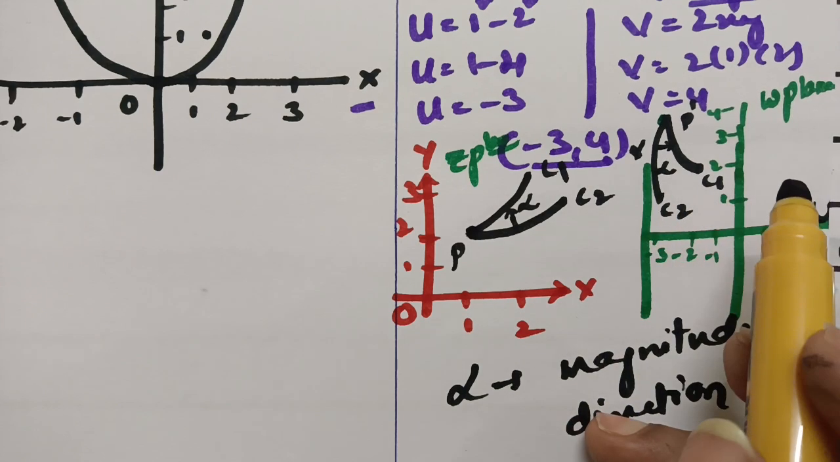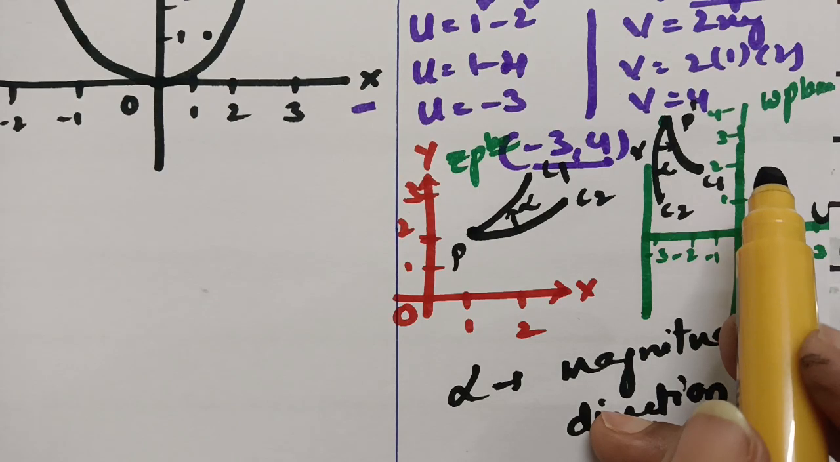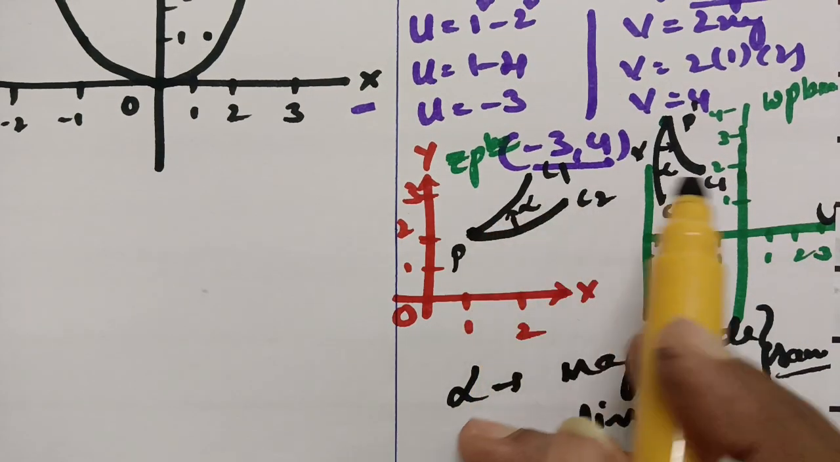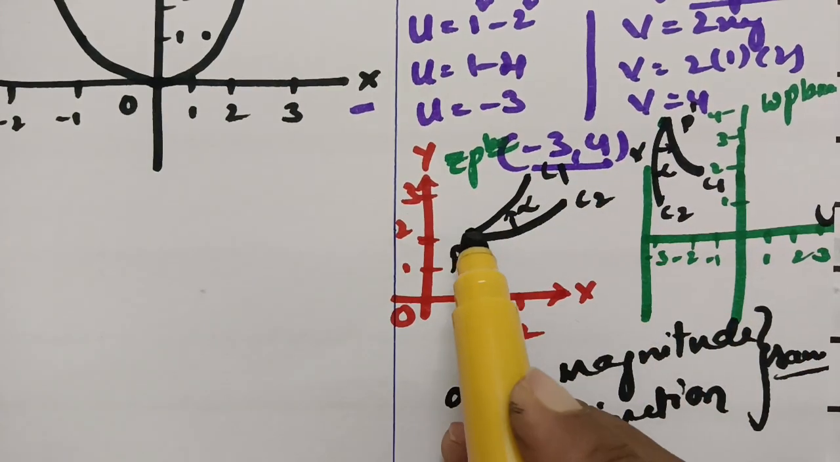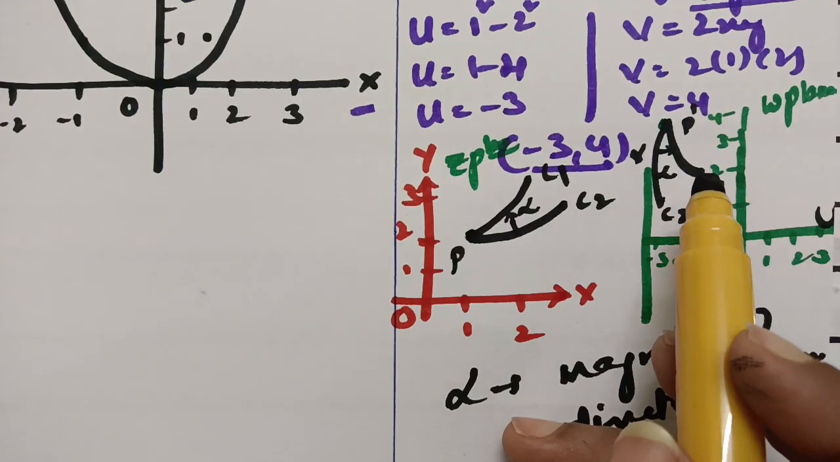So it is very clear that the corresponding points in the W plane are called the images of the points of Z in the Z plane. So these are all the images of this one. For one point, there exists one point here. There is a one-to-one correspondence between the two planes.